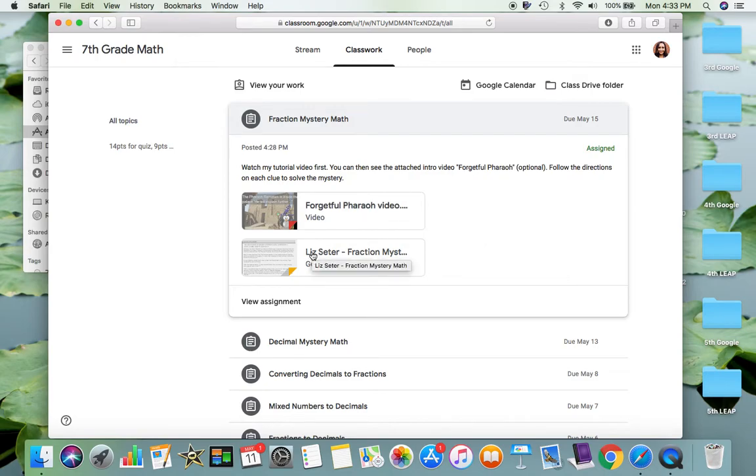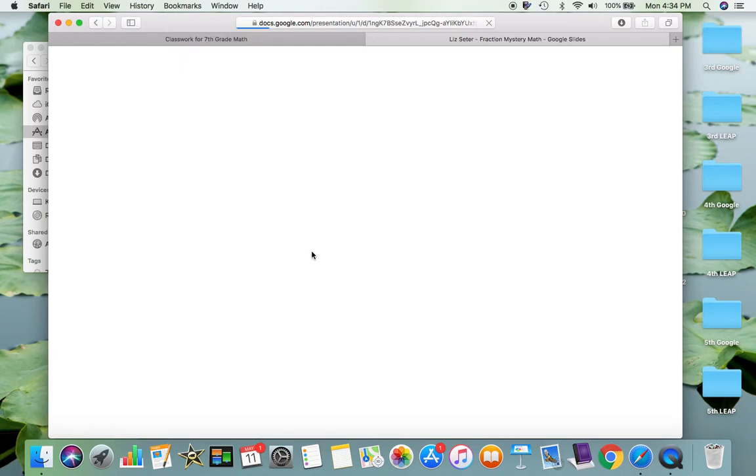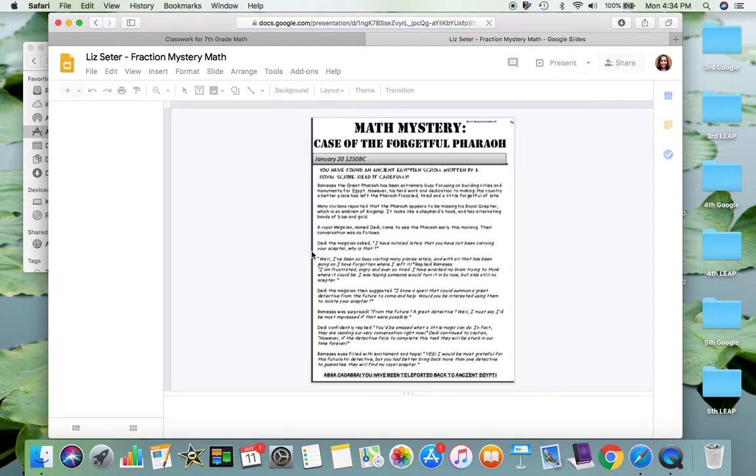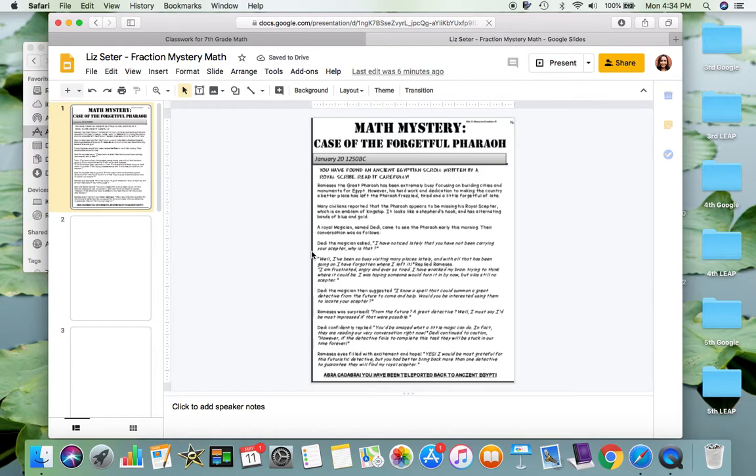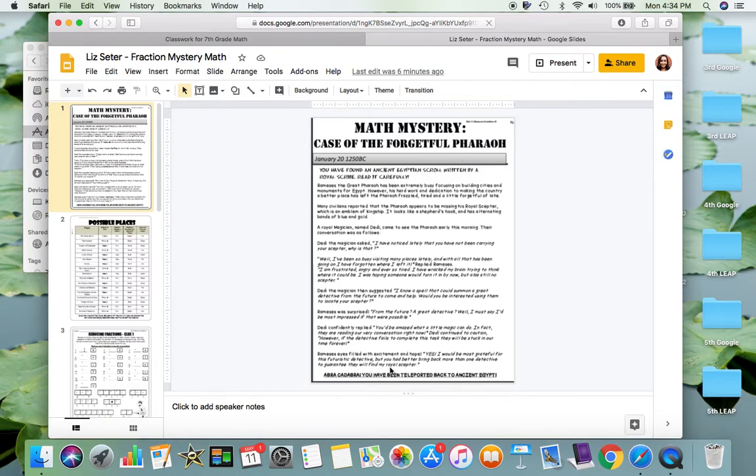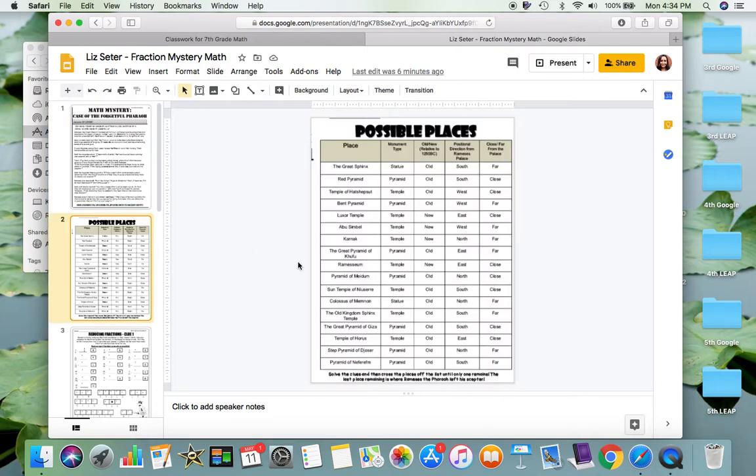Then you're going to go on to Google Slides. That's where you're going to edit your information. Let me go ahead and open that up here. You're going to read the mystery, just like last time. Then you're going to go to your next page. Let me make this a little bit bigger so you can see it better.